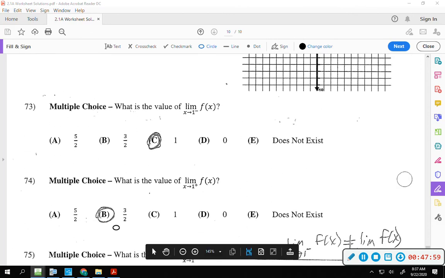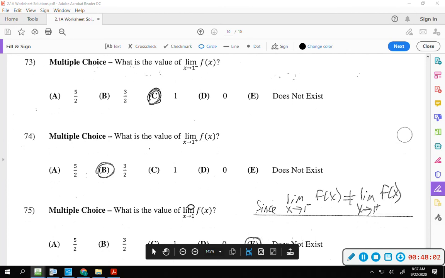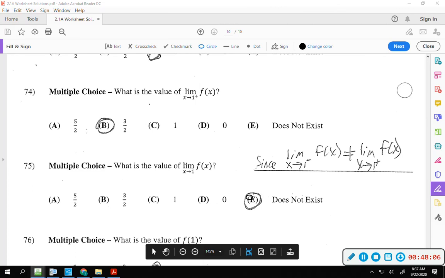What is the value of the limit as x approaches 1 of this function? It does not exist. Here's the justification. Since the limit as x approaches 1 from the left of this function does not equal the limit as x approaches 1 from the right of this function.